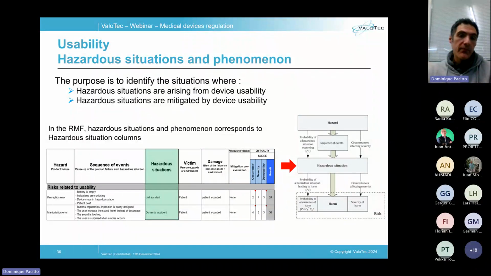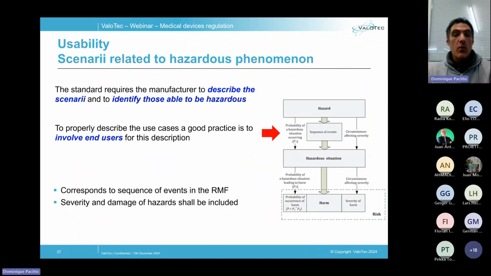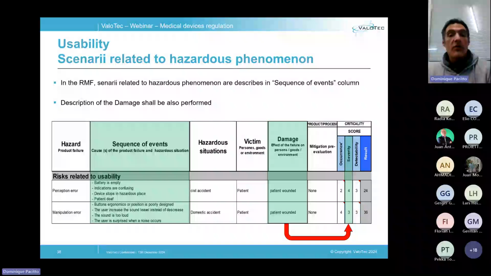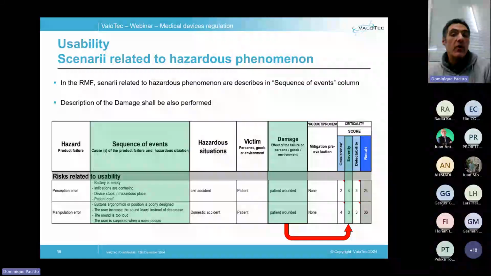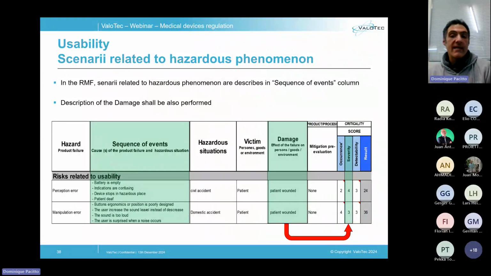Clause 5.4 requires to identify and to describe the use cases related to the hazardous phenomenon. This activity corresponds to the identification of the sequence of events if we take the point of view of the risk analysis. To be as accurate as possible, good practice is to involve the end user for these descriptions. So if we reuse the two previous examples, the scenarios of both situations are detailed in the sequence of events, as I said, and to complete your risk analysis, it only remains to fill the current damage, allowing to assess the severity.